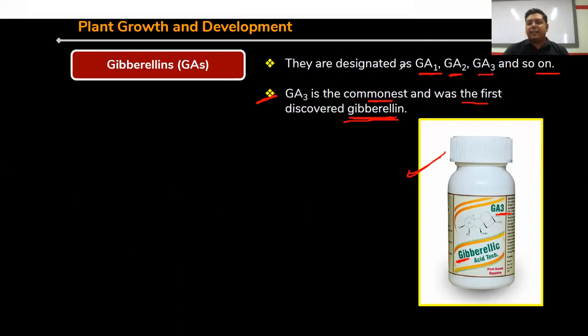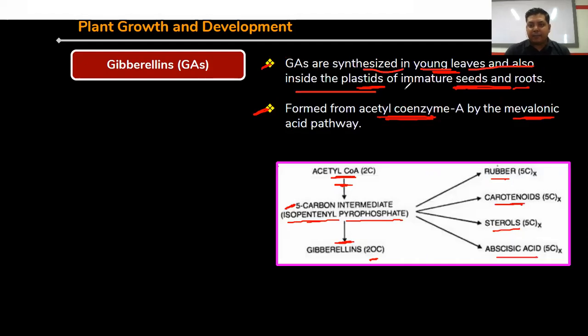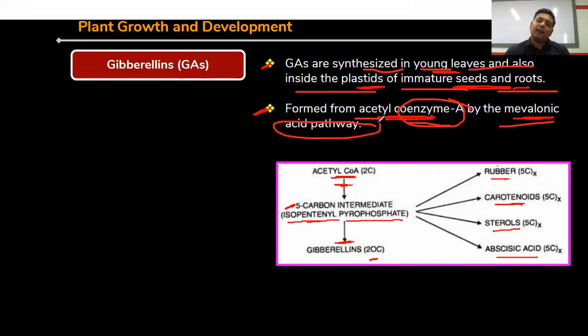Gibberellic acids are synthesized in young leaves and also inside the plastids of immature seeds and roots. So these are the original locations from where they can originate. They are formed from acetyl coenzyme A by the mevalonic acid pathway.